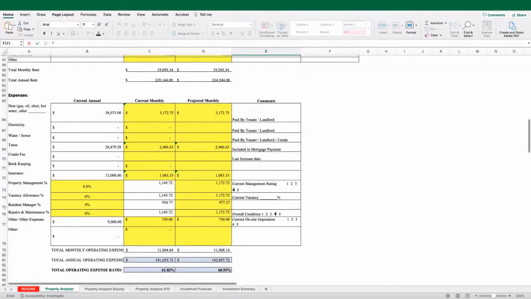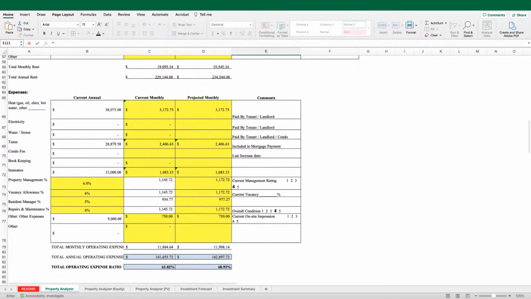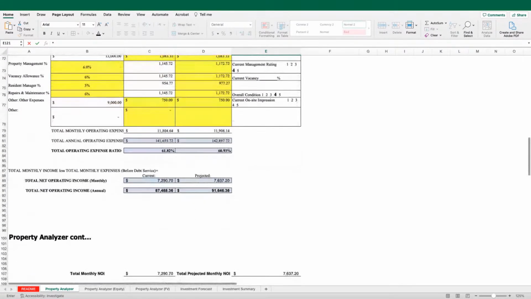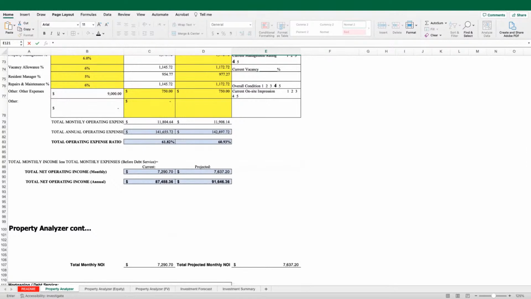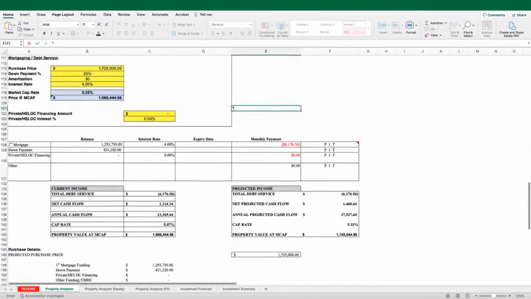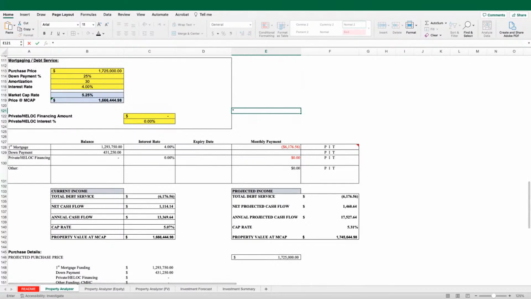So we've got our gross income, which was here $19,095, subtracted by our operating expenses, which is $11,808. My monthly net operating income is $7,290.70. So that's my annual net operating income of $87,488. Fantastic. So this building's up for sale at 1.275 million. Perfect.